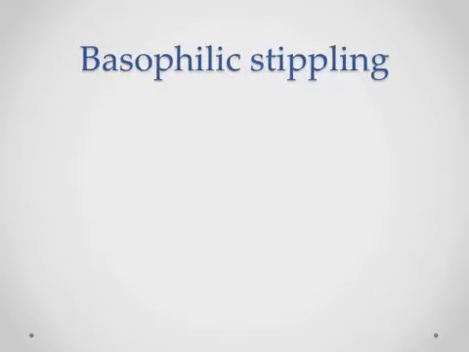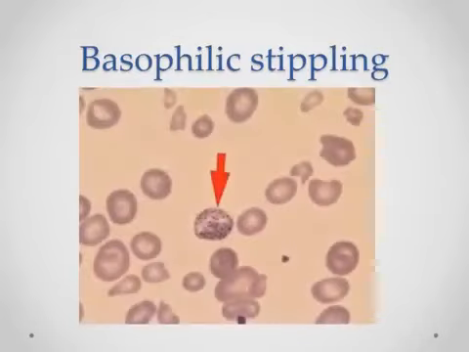Here we will talk about basophilic stippling. This occurs in case of absence of 5-nucleotidase enzyme. There are remnants of RNA, many remnants here as we see, and this occurs in lead poisoning, heavy metal poisoning like lead, sometimes in hemoglobinopathies like thalassemia, but it is not that common. It is common in lead poisoning.